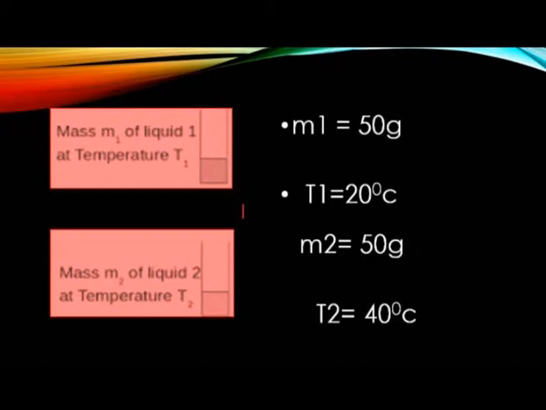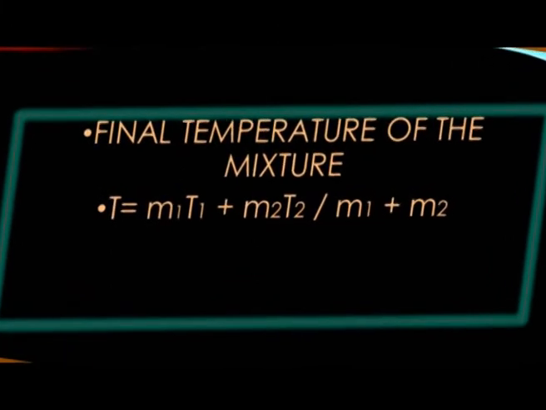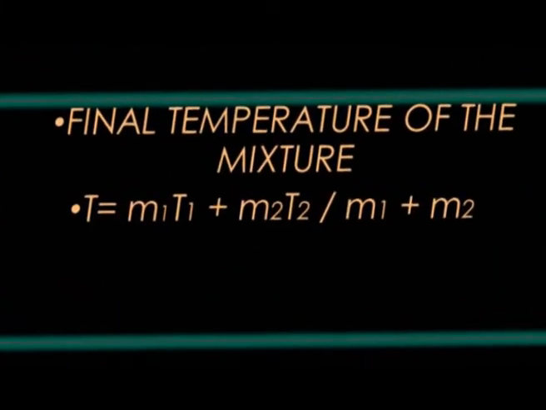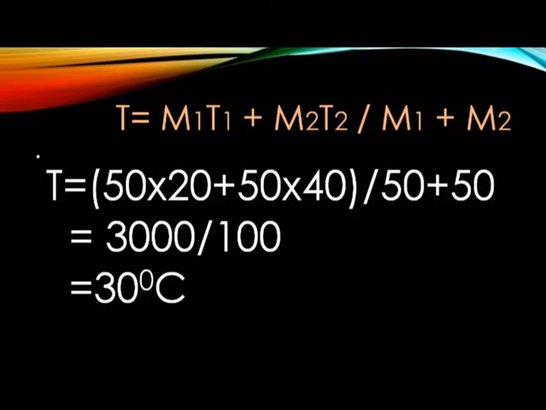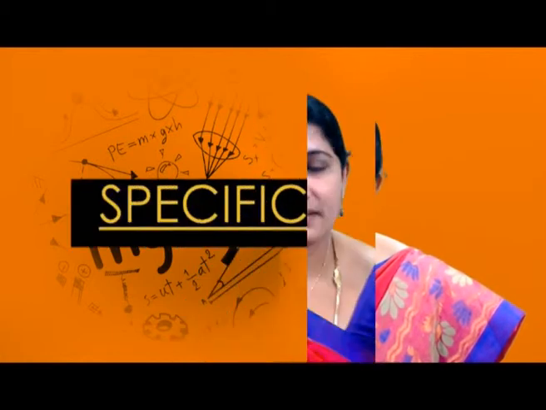Now we have to calculate the common temperature. Just write down the formula. T is equal to (m1 T1 plus m2 T2) by (m1 plus m2). You have to substitute the values: 50 into 20 plus 50 into 40 by 50 plus 50. That means you substitute m1, T1 and m2, T2 in the given formula, and you have to calculate the common temperature. Okay. Now let us discuss what specific heat is.